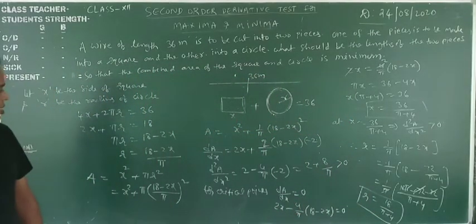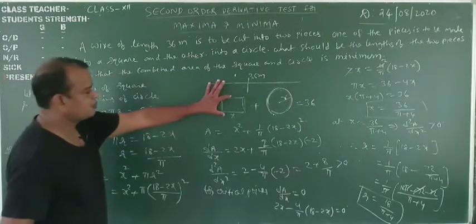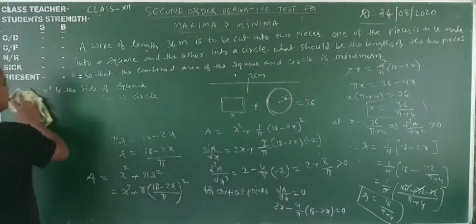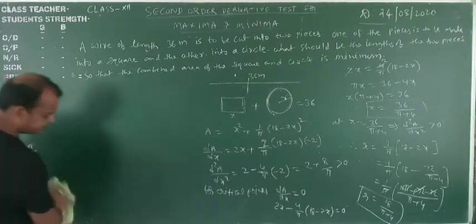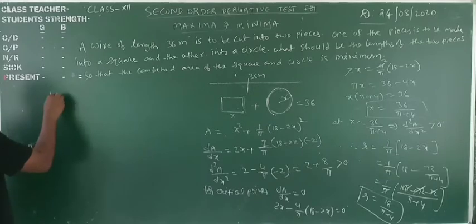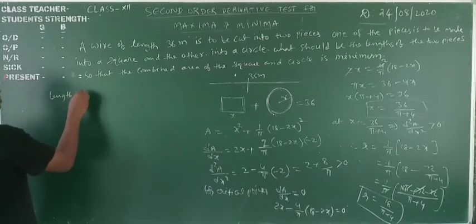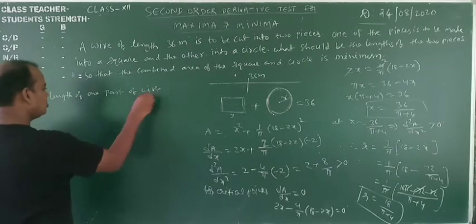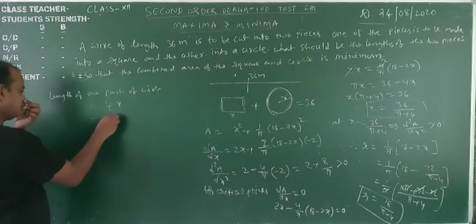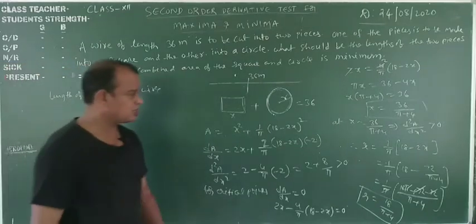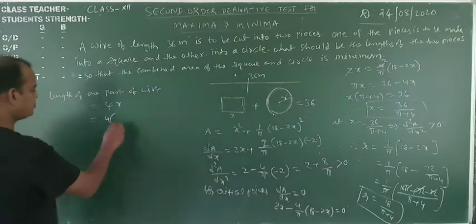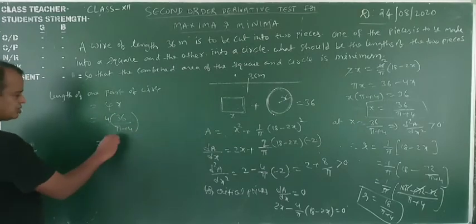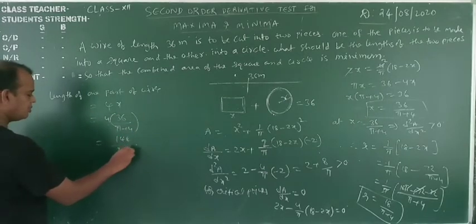Therefore, length of the first piece. What is the length of the first piece? 4x. Length of the second piece is 2 pi r. The sum is equal to 36, 100%. Length of one part of y. One part of y is equal to how much? 4x. 4 into x. X value is 36 by pi plus 4. 4 into 36 is 144 by pi plus 4.